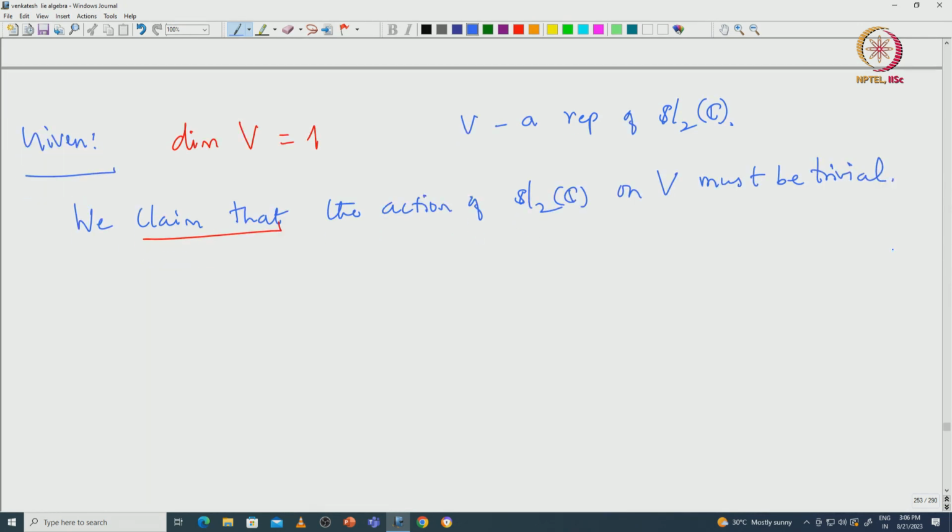So, how does one check this? One can use the fact that for SL2C, the derived algebra of SL2C is itself. Okay.